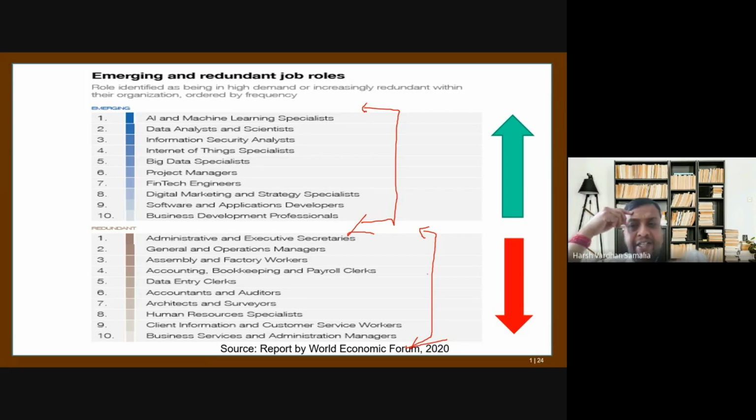What are fintech engineers? Many of you are from the technical domain. So what is a fintech engineer? Anyone? Is anyone aware? Hello?